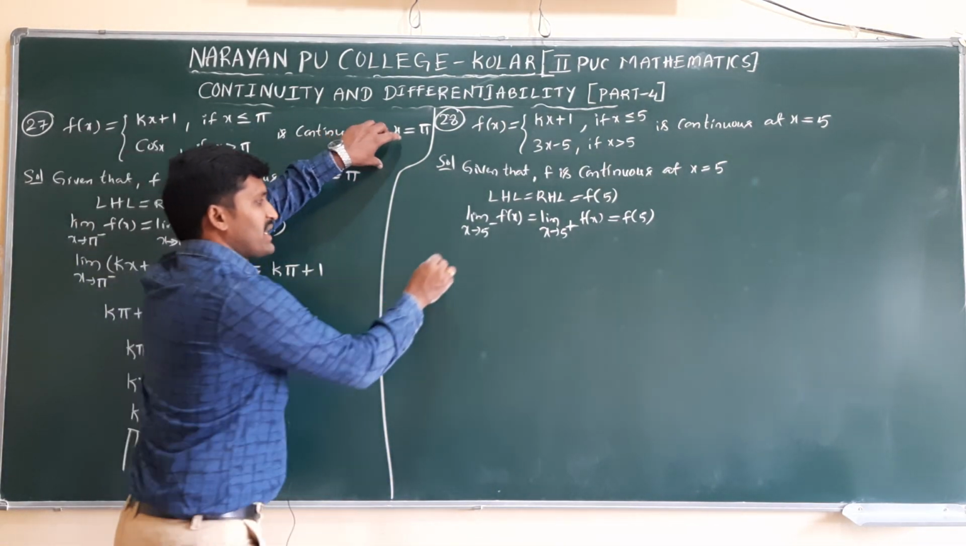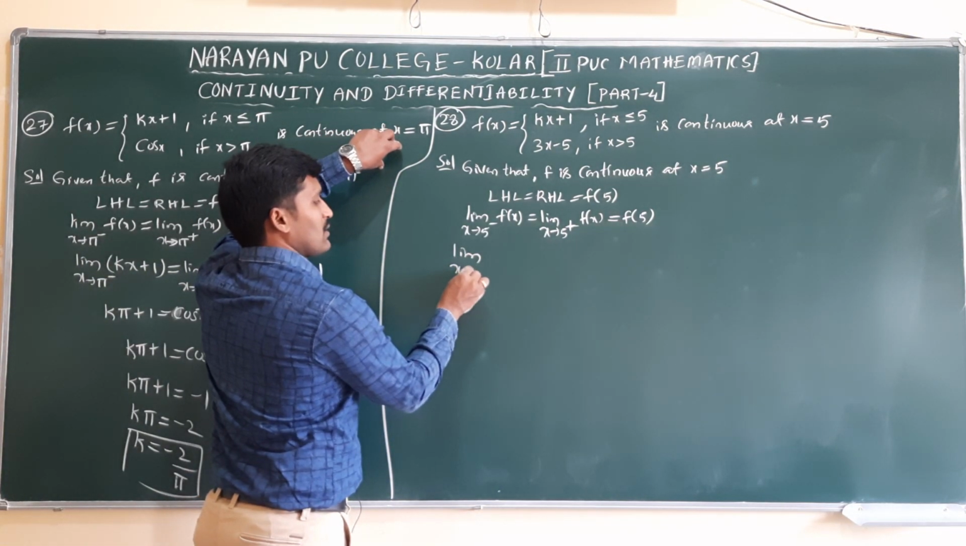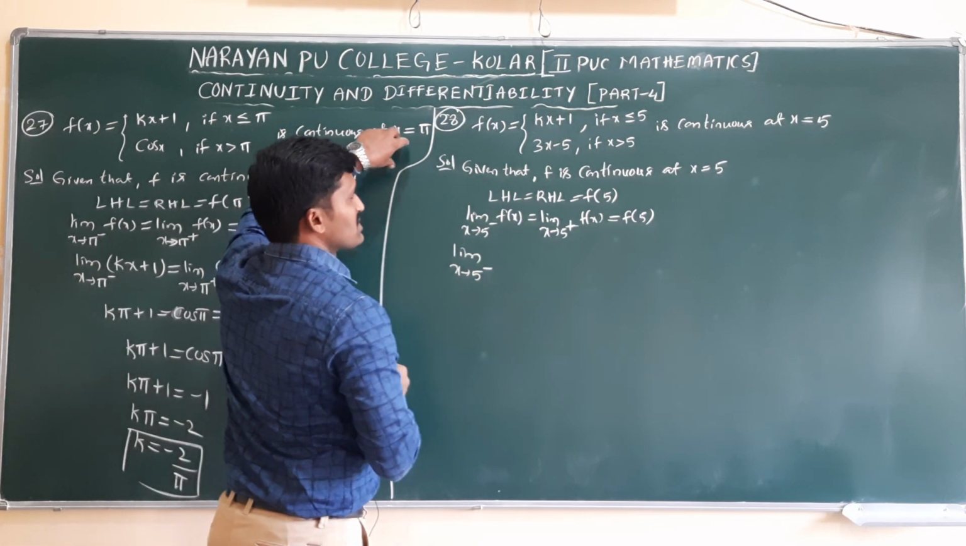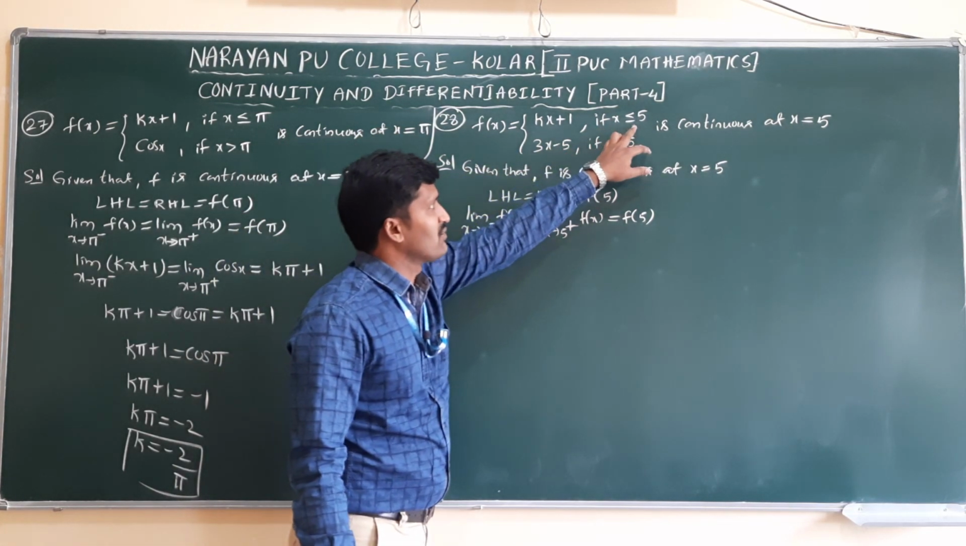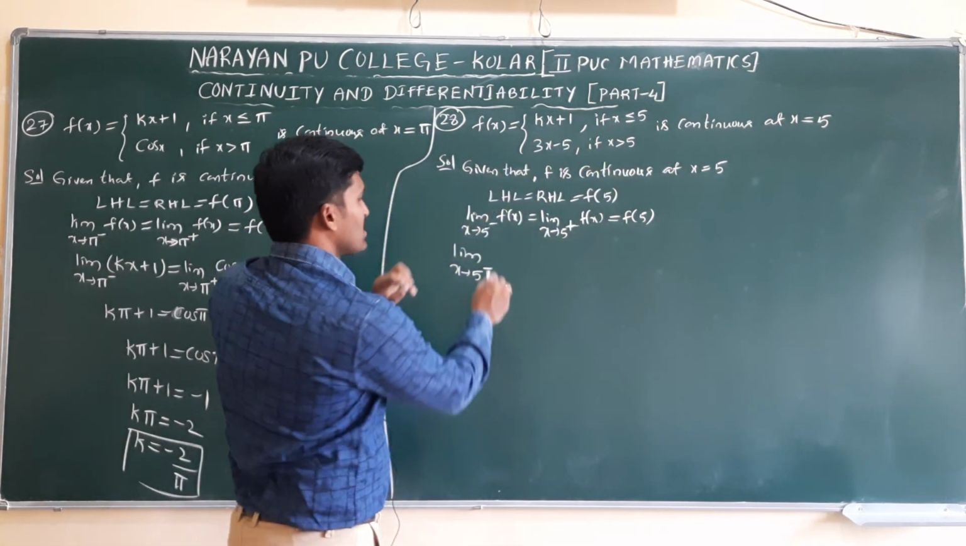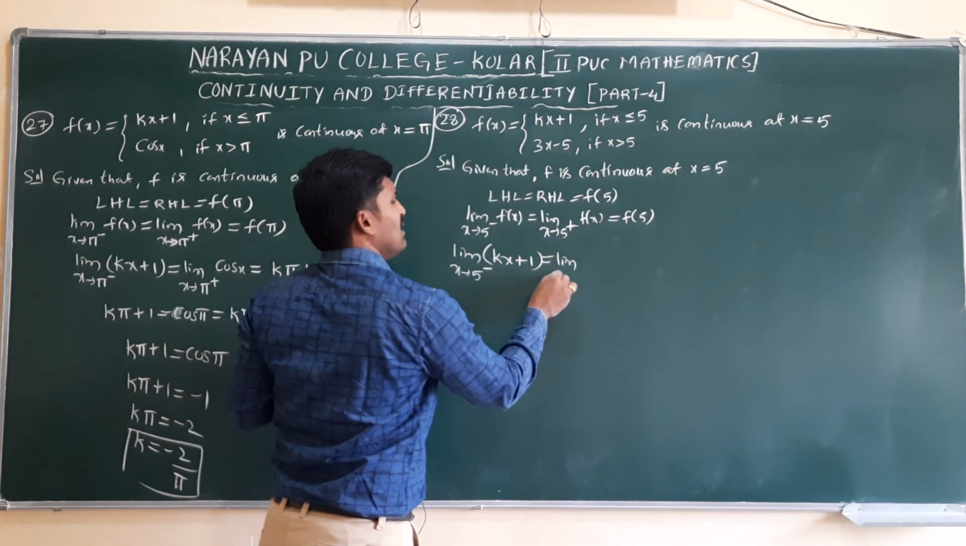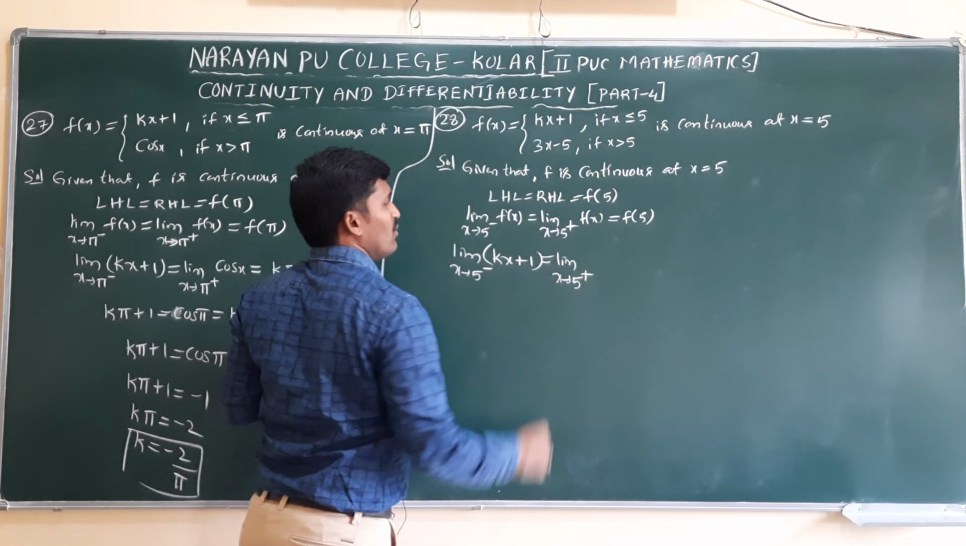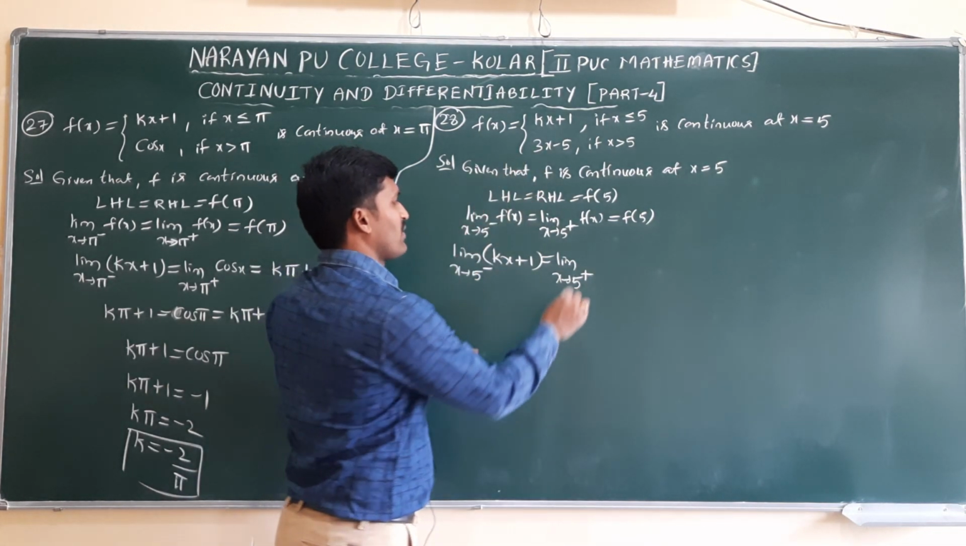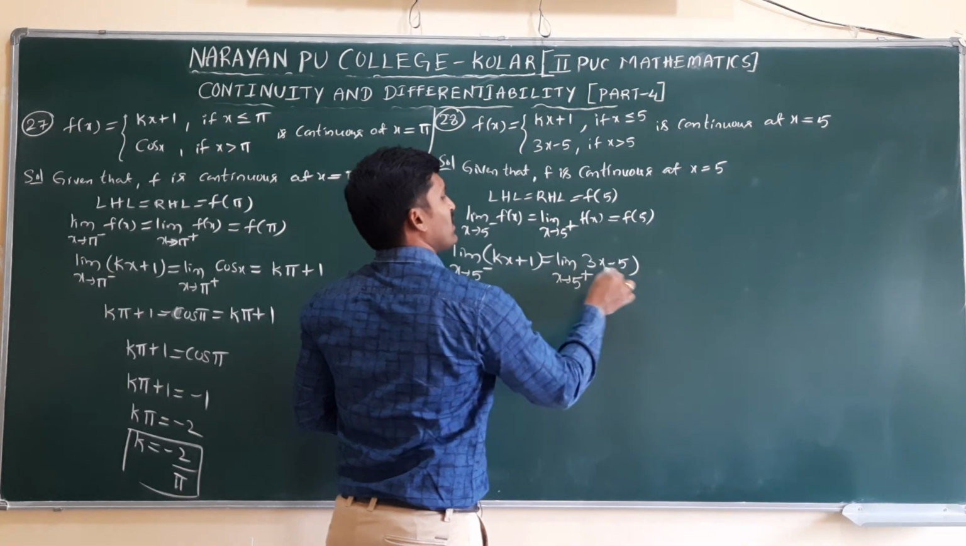Now the limit extends to 5 minus. 5 minus means the value of x is less than 5. At x less than 5, what is the function? kx plus 1. Equal to the limit as x extends to 5 plus. 5 plus means x is greater than 5. What is the function? 3x minus 5.